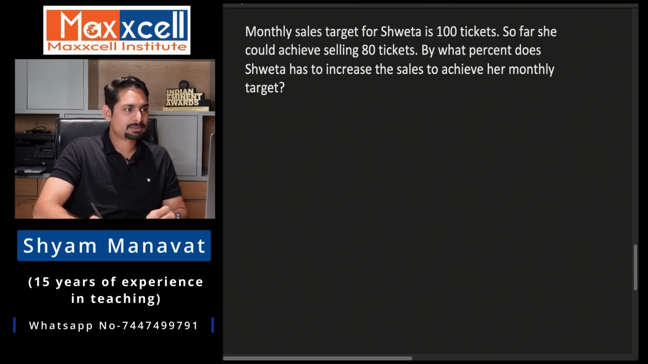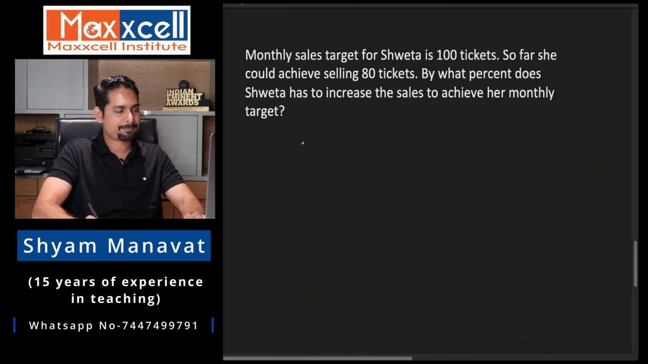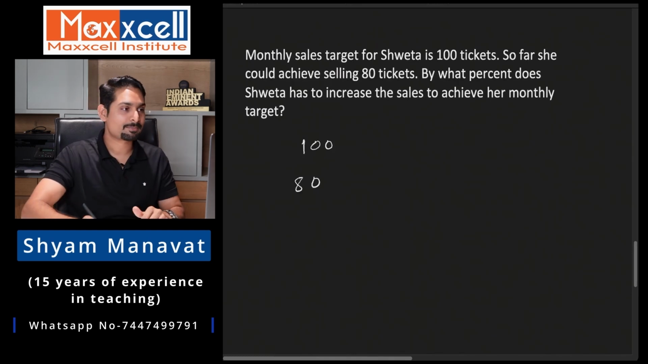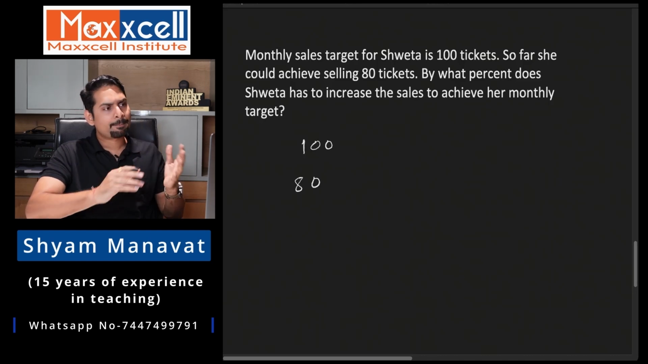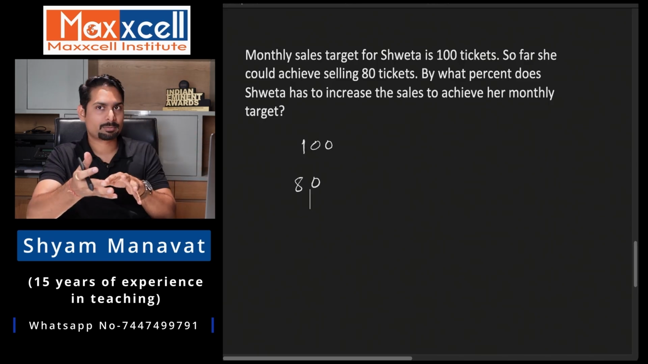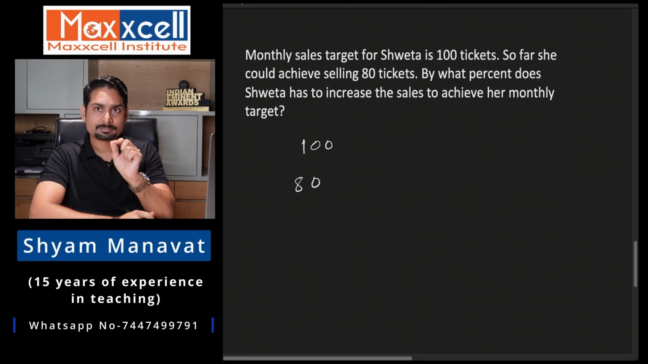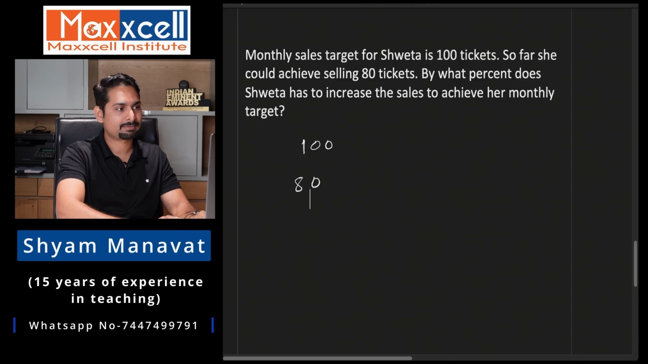Okay, so initially how much was it? 100. By now she has, okay, I should not say initially, the target is how much? 100. By now she could achieve only 80. Now you have to tell me, out of these two values, 100 and 80, which one shall we keep as initial? Because this is not the case of before this was how much, now this is how much. So it is not the case of initial value.